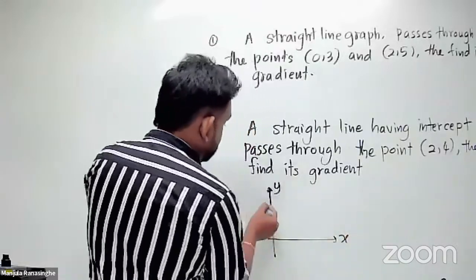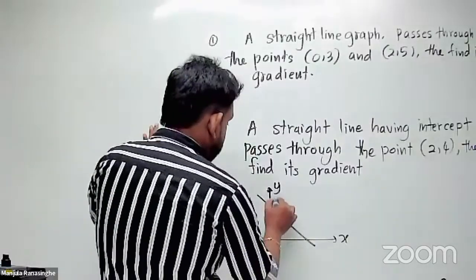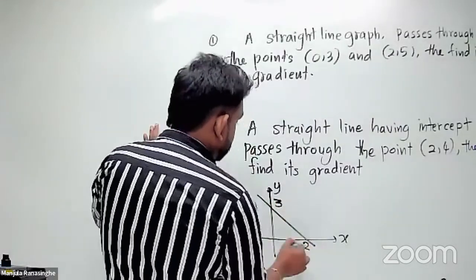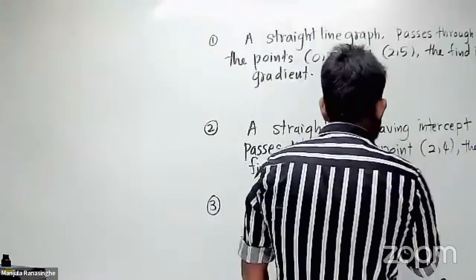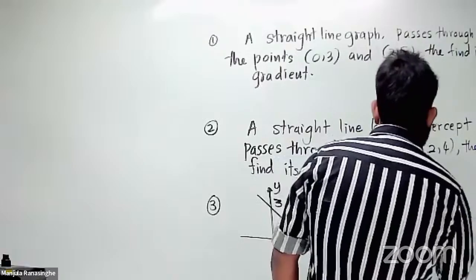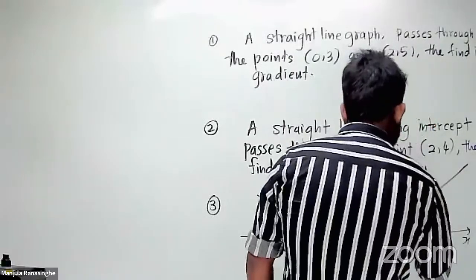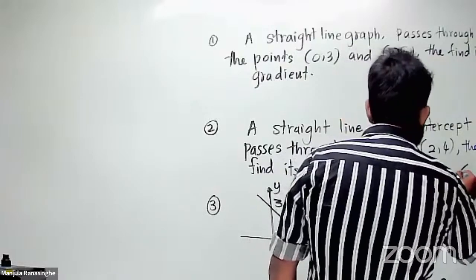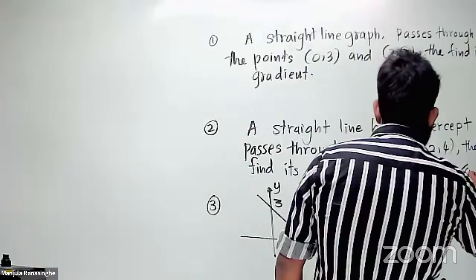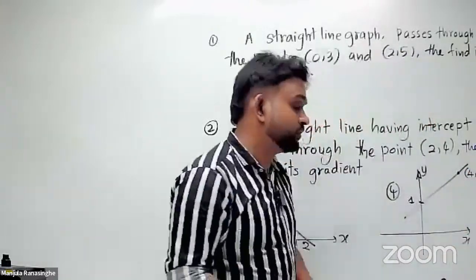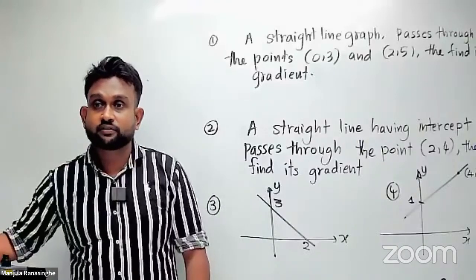Here y equals x. This question came in the O-level paper. Here it is given 3 and here it is given 2 only. Okay, then the fourth one, y equals x, and here it is given 1 and here it is given 4, 5. Right. Draw these three equations and we will discuss.